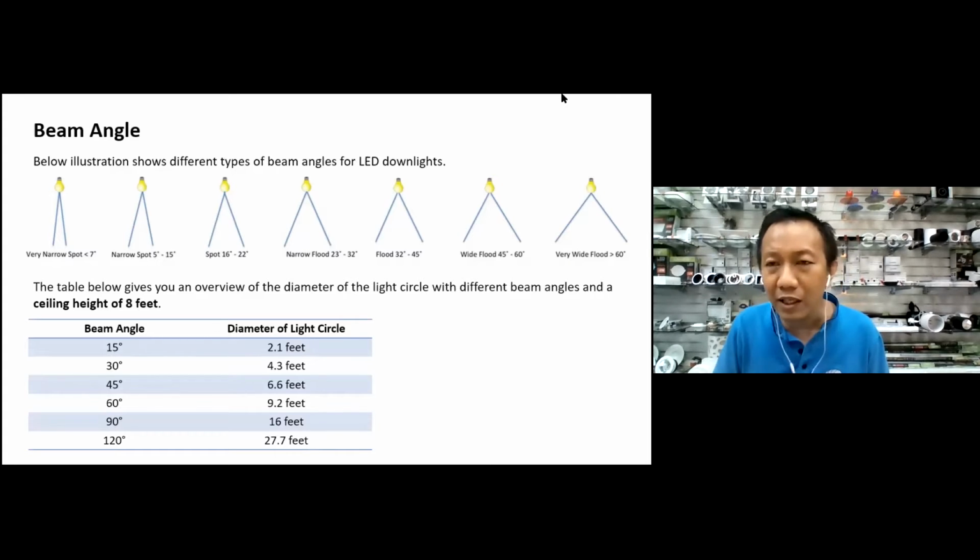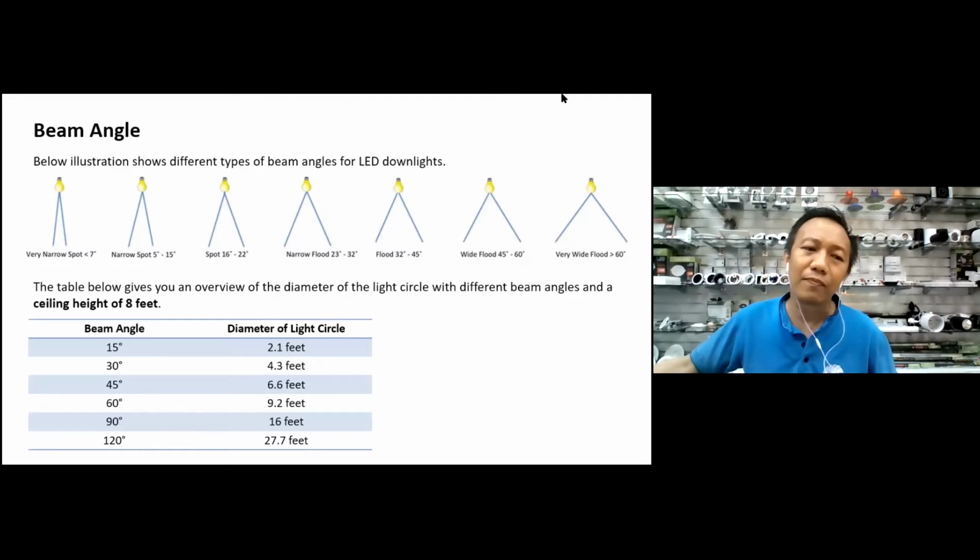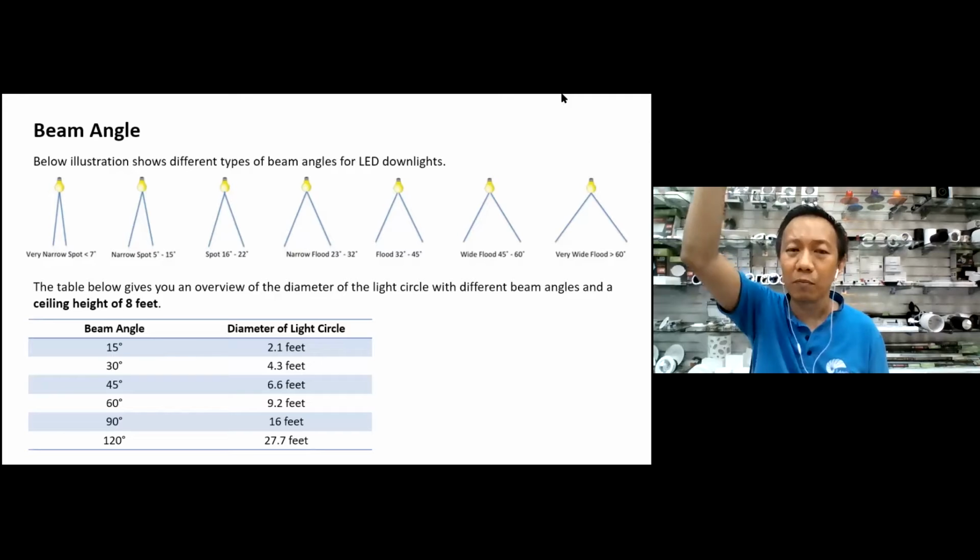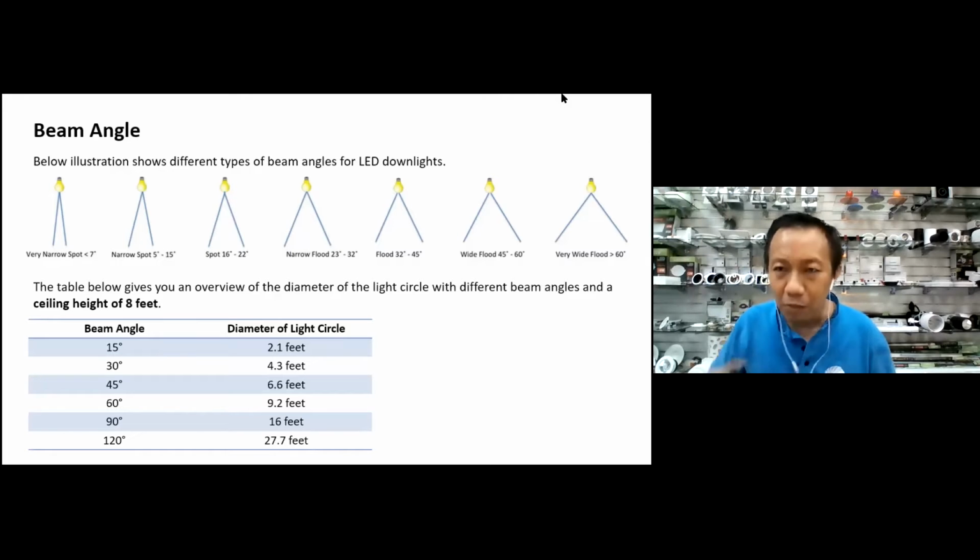Yung 60 degrees, meron ka na 9 feet nun. Of course, yung 90 degrees, 16 feet. Para ng free throw area, ganun kalaki at 8 feet. All the more, pag tumaas pa yung mounting height mo, lumalaki yung coverage mo. And then, of course, 120 degrees, that's 27 feet, almost 28 feet. Imagine at 8 feet height.